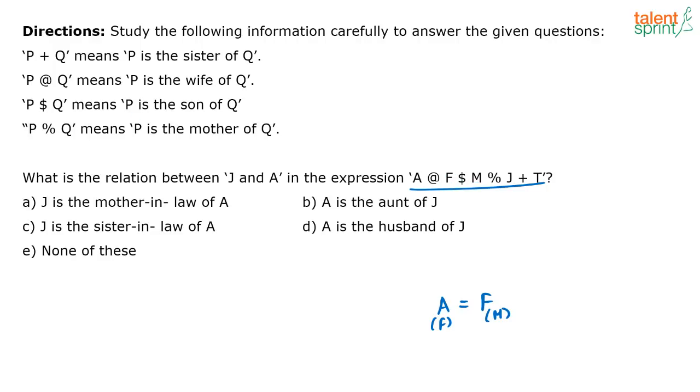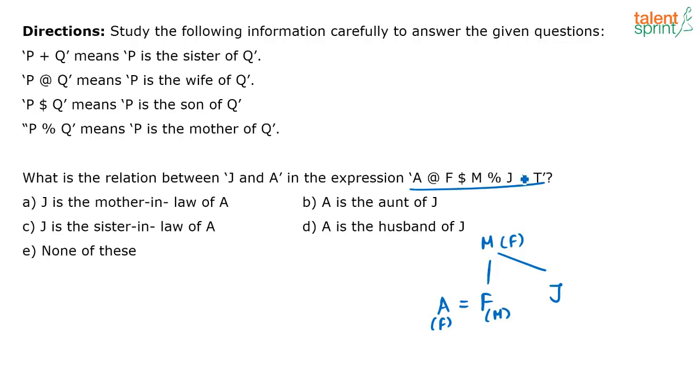$M means F is the son of M. So F is the son of M. Next, what have they given? M percentage J means that M is the mother of J. So M is the mother of J, so M has to be a female. Okay, so this M now has two children, J and F.